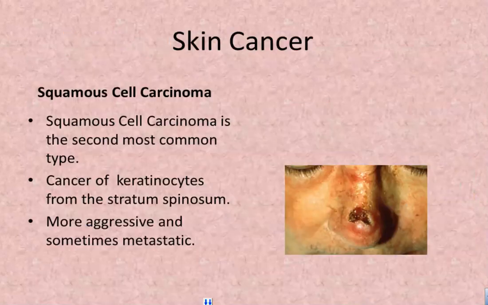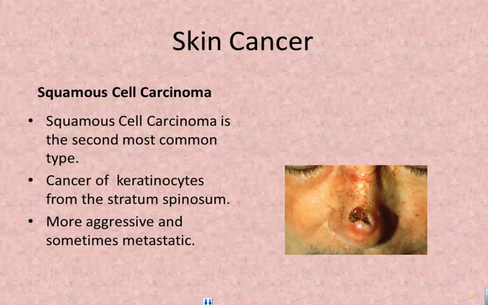All right. So our second most common type is the squamous cell carcinoma. It is found in your keratinocytes, and I'd like you to know that. So in the keratinocytes in the stratum spinosum. The basal cell was in the stratum basale, and this is the stratum spinosum. It is more aggressive, and so sometimes it will not stay localized. It will be metastatic, which means it will spread.